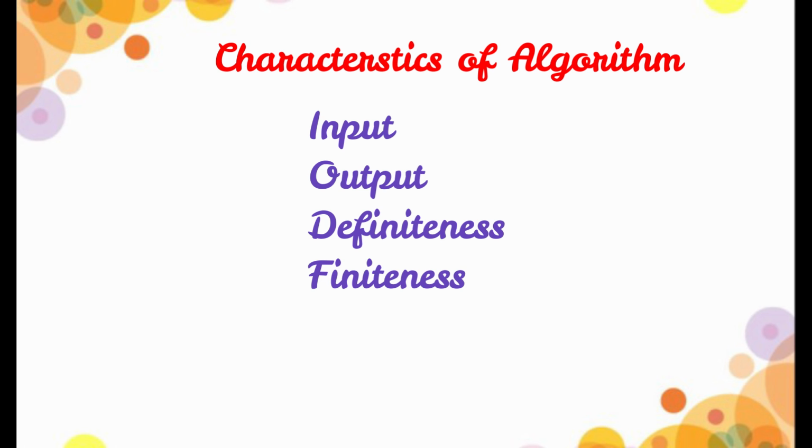Third one, definiteness. Each instruction must be clear and unambiguous. So each instruction that we are giving should be clear and there should not be any doubts. Last one, finiteness. If the instructions of the algorithm are executed, the algorithm should terminate after a finite number of steps. The algorithm will end after the defined number of steps.